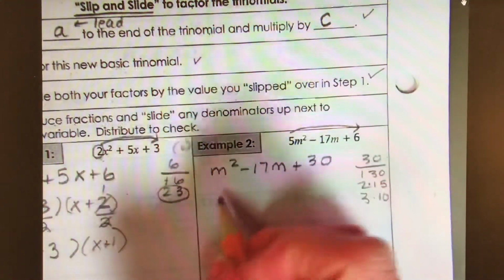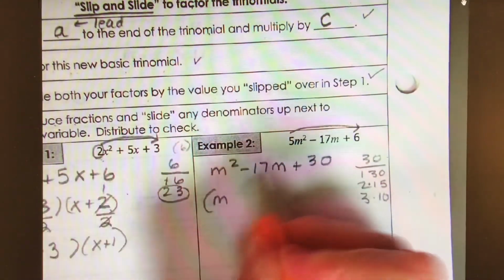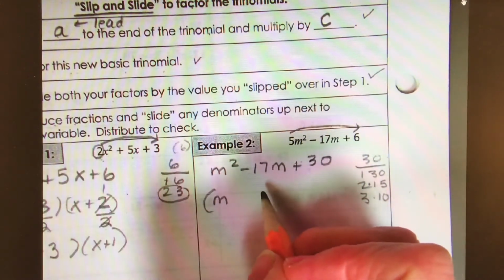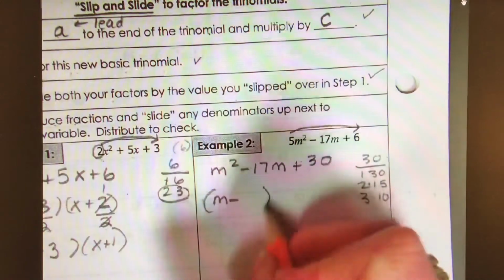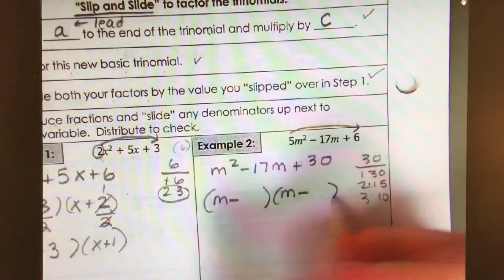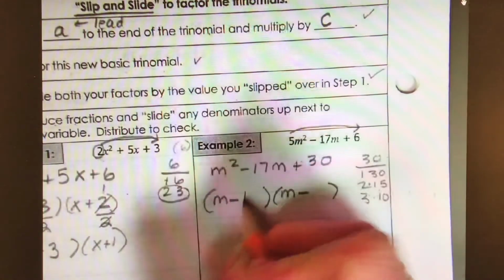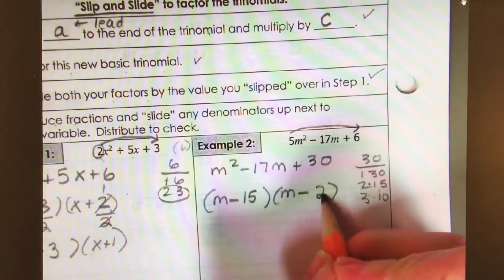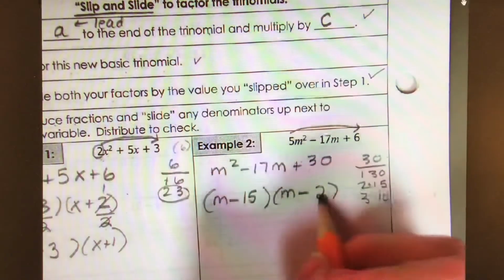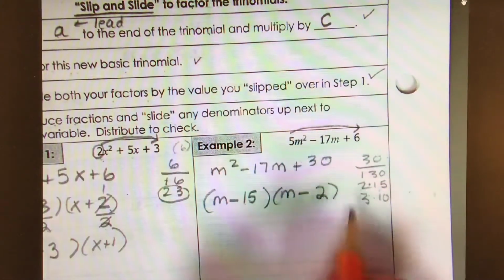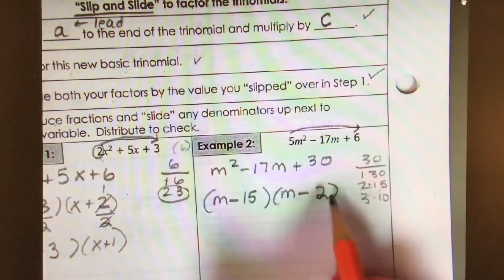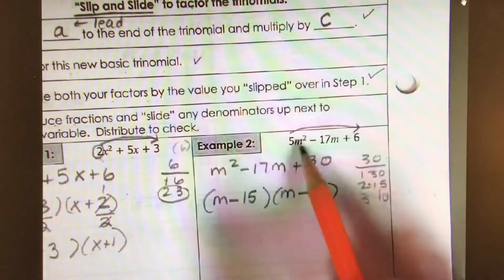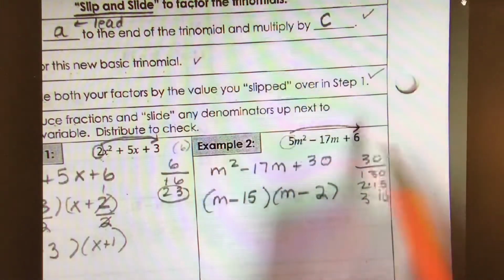So let's see, I'm already going to pick my template. If I have a negative sign here and a positive, I'm going to have 2 negative signs, if you think about it, right? Okay, so I'm going to have negative 15 and negative 2. When I add negative 15 and negative 2, I get negative 17. When I multiply them, I get positive 30. Sweet. So our next step says to divide both your factors by this original coefficient, so what I slipped over.